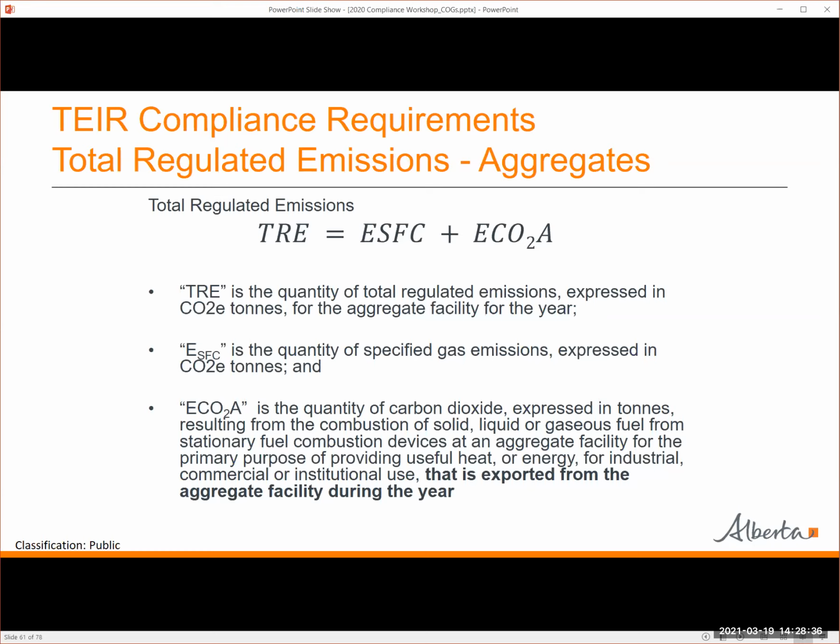In terms of some of the key terms and equations relevant to determining regulated emissions and true-up obligations for regulated facilities under the regulation, firstly, total regulated emissions for aggregate facilities are determined using the equation you see here. Total regulated emissions are the sum of stationary fuel combustion emissions and stationary fuel combustion emissions resulting from production of useful heat or energy that's exported. It's required for the stationary fuel combustion emissions from exports to be broken out like this for broader TIER accounting purposes. Next slide, please.